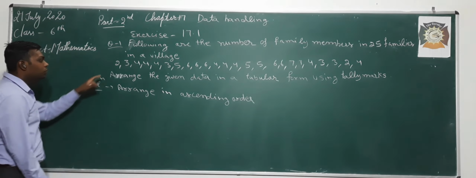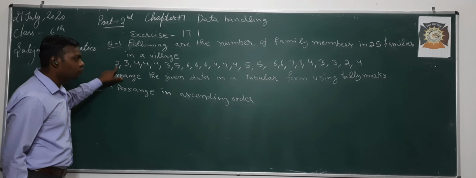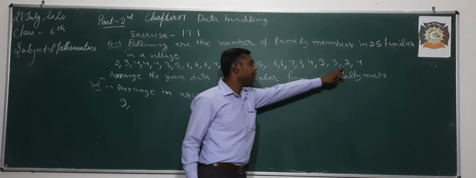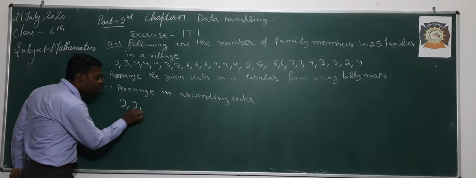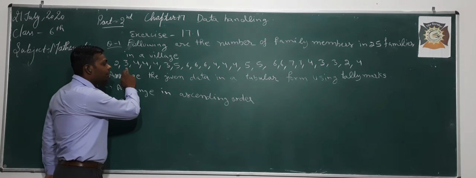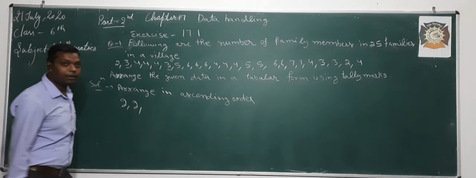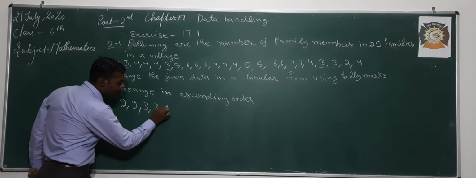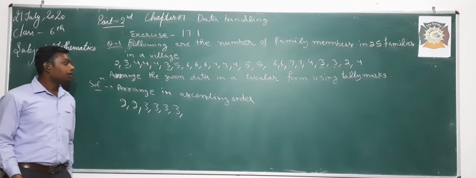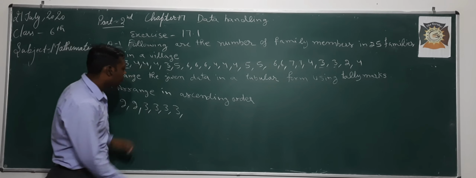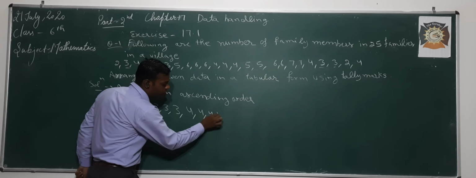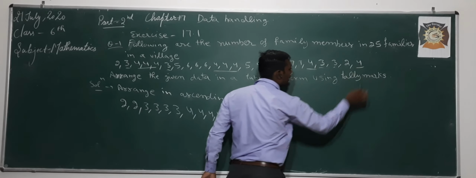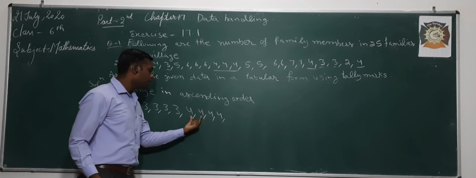Let's start. First of all, the lowest number is 2, and we write 2. Then count 2: how many times does it appear? It appears 2 times. Next number is 3. Count 3: it appears 4 times. We write 3 four times. Next number is 4. Count the number 4: it repeats 8 times.